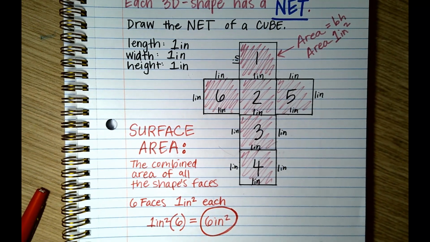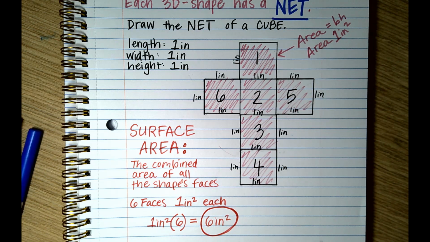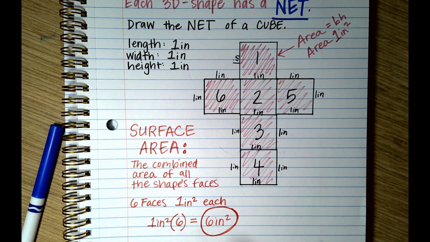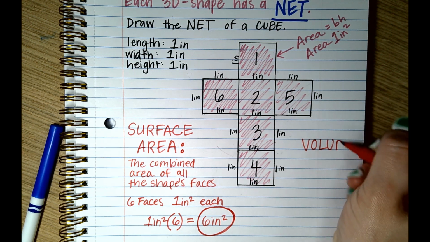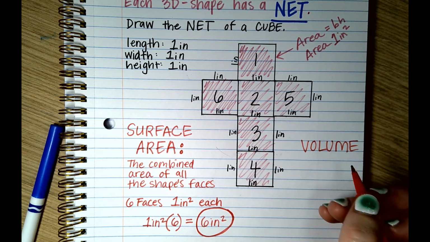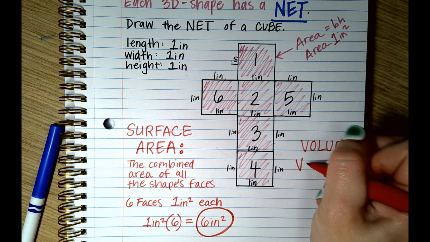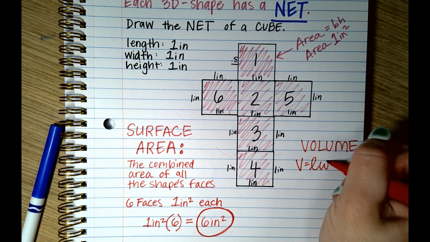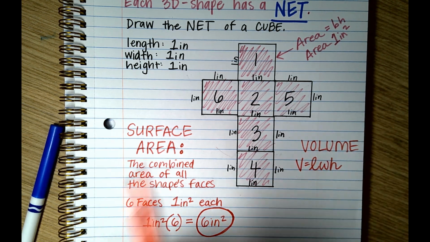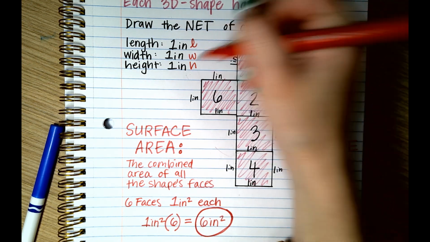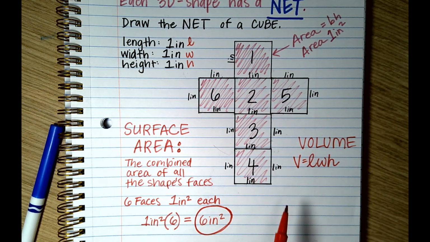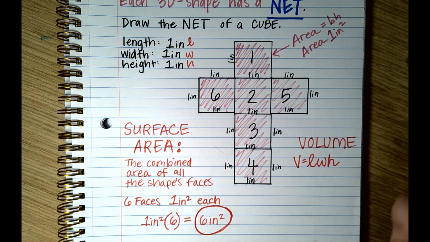So on the previous page we said volume can be found by taking the length times the width times the height. So I'm going to write that: V equals length times width times height, and that's right here. Length, width, height. So what math equation or expression am I writing to find the volume?